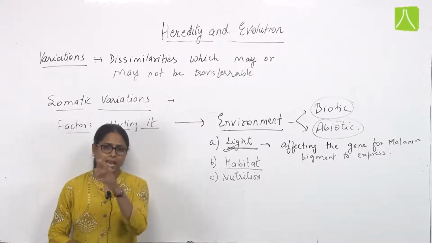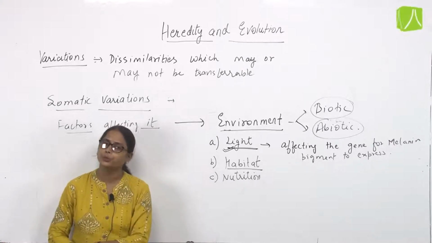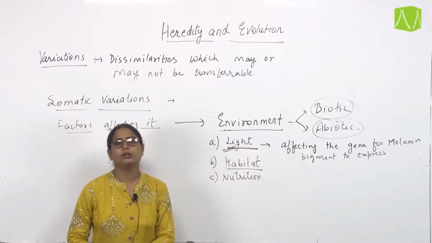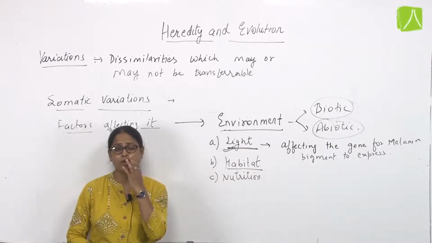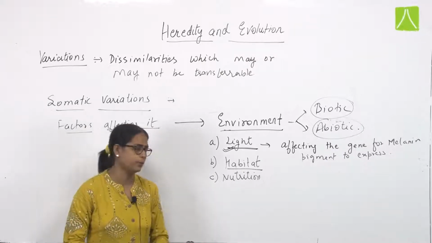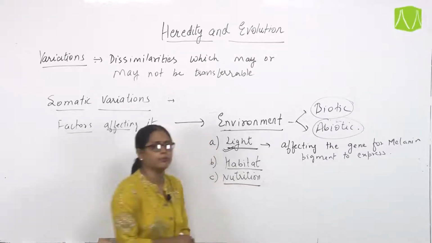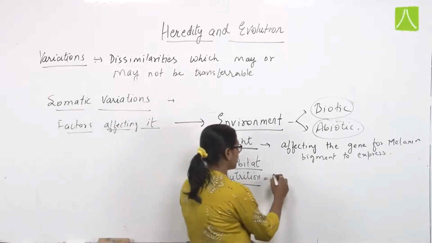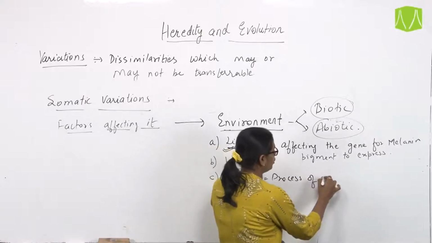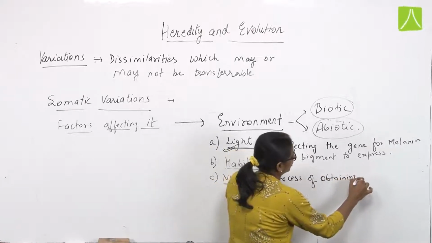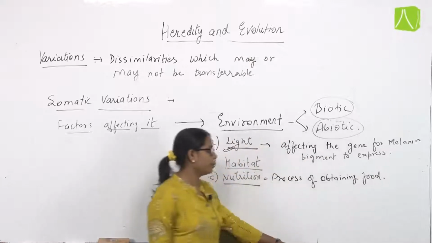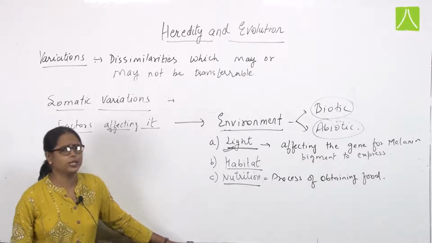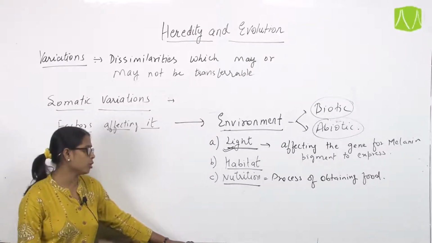So obviously, those changes are not transferable from generation to generation. Fine. So habitat is also affecting the variation, or causing the somatic variation, which is not transferable. In a similar way, nutrition, that means the process of obtaining food. The process of obtaining food and utilizing it to obtain energy in the form of ATP is known as nutrition. This is also not transferable.